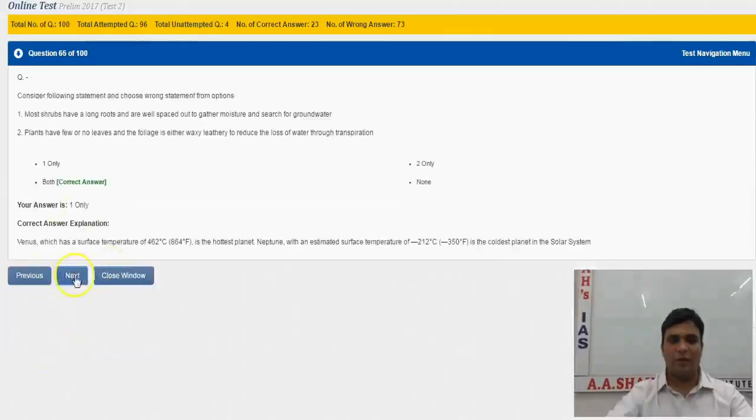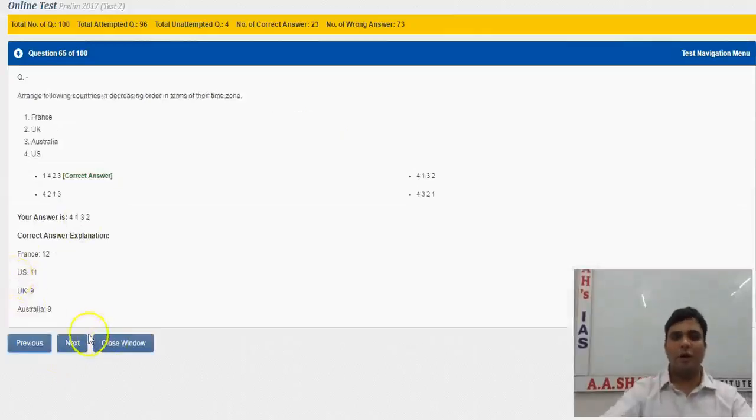There are some questions on time zones. This is just to give you a brief understanding of what time zones are, how they work, and how many time zones there are in which countries. This is again a very unlikely question to be asked in UPSC.